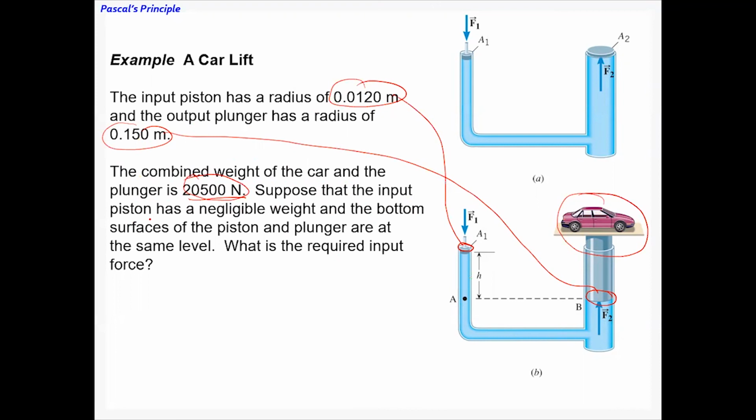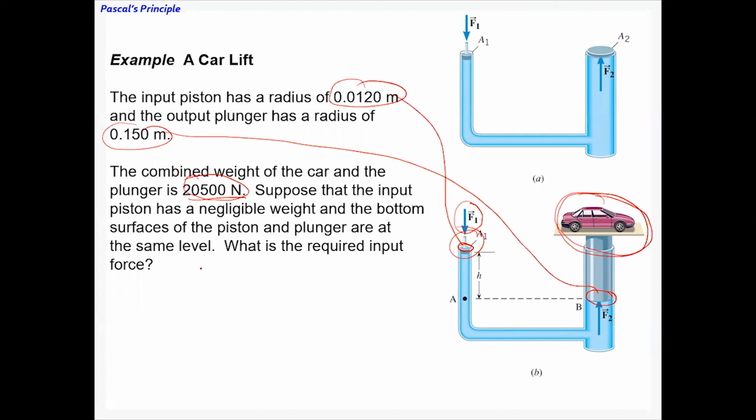Suppose that the input piston has negligible weight, and the bottom surface of the piston and plunger are at the same level. What is the required input force? So how much force is required here so that you can lift the huge car? Even you can do it because you don't have to apply too much force, because Pascal's principle will help you. Let's see how.